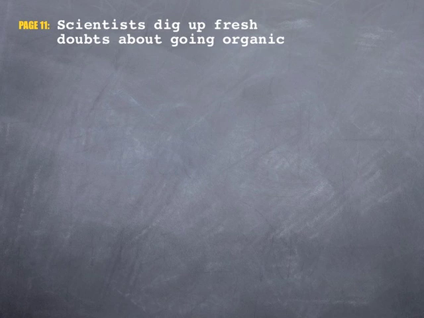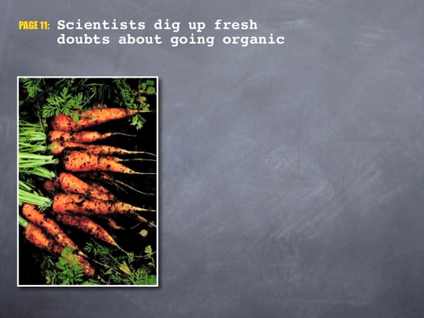The main image on the final article on page 11, Scientists Dig Up Fresh Doubts About Going Organic, shows some fresh carrots. We're not sure whether or not they are organic though. Despite this, they look fresh and healthy, which helps the reader to understand what the article will be about. Considering the article tries to cast doubt on organic produce, you could argue that the dirt all over the carrots does make them slightly less appealing. There are also 2 diagrams on this page which you may be asked about.